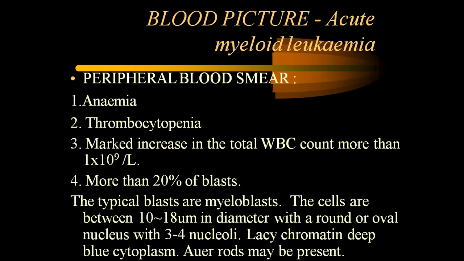Earlier the WHO said that it should be 30% and above, but now they have reduced it to 20% and above blasts should be there in the peripheral smear and or bone marrow.